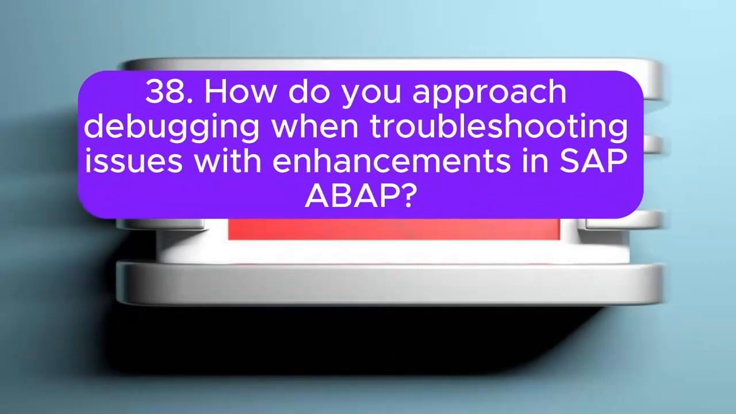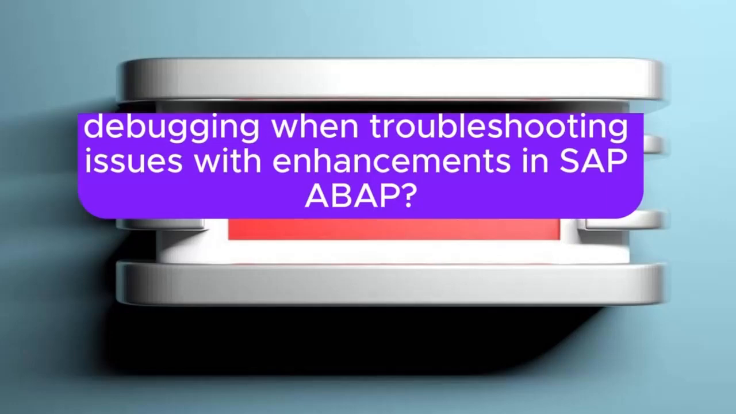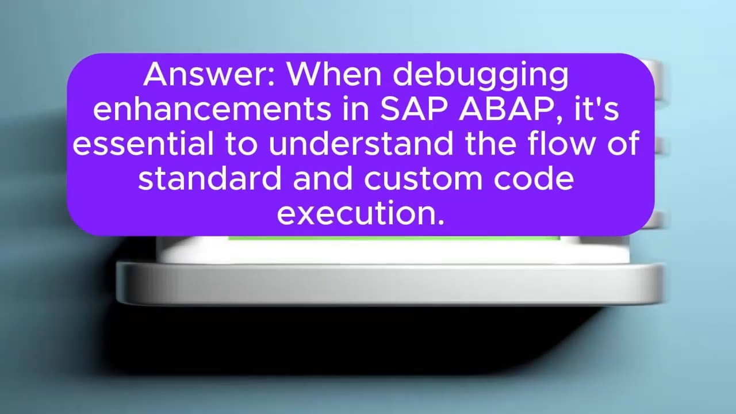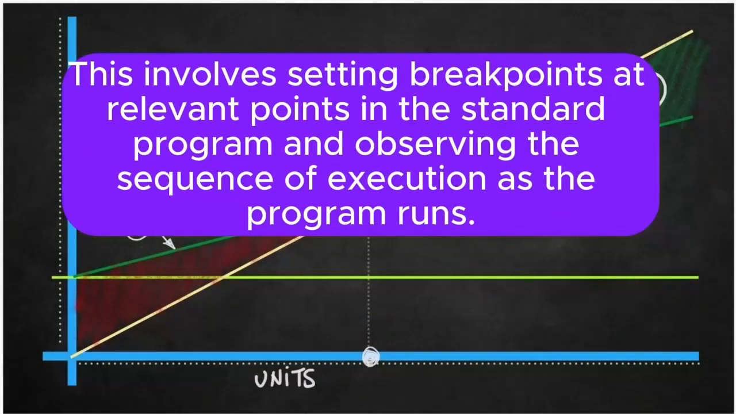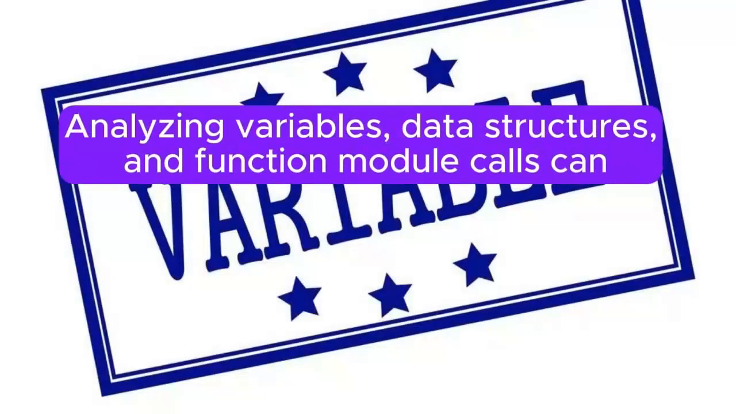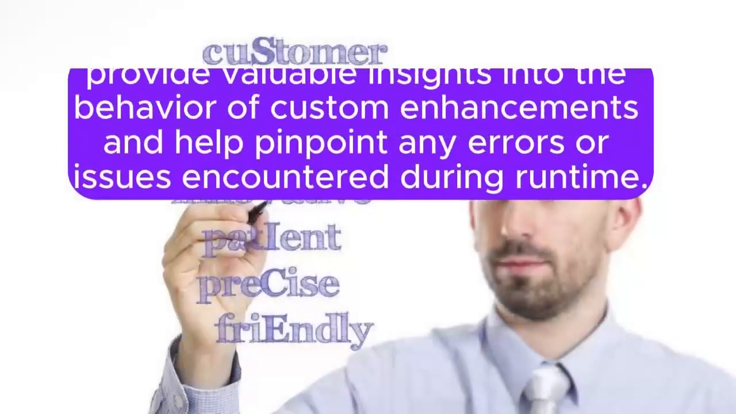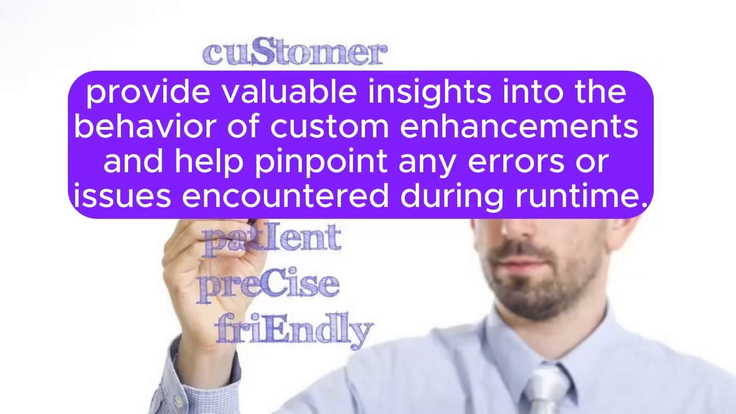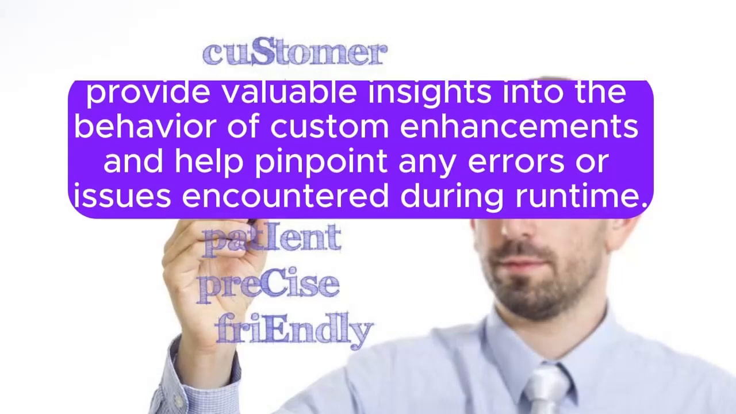38. How do you approach debugging when troubleshooting issues with enhancements in SAP ABAP? Answer: when debugging enhancements in SAP ABAP, it's essential to understand the flow of standard and custom code execution. This involves setting breakpoints at relevant points in the standard program and observing the sequence of execution as the program runs. Analyzing variables, data structures, and function module calls can provide valuable insights into the behavior of custom enhancements and help pinpoint any errors or issues encountered during runtime.